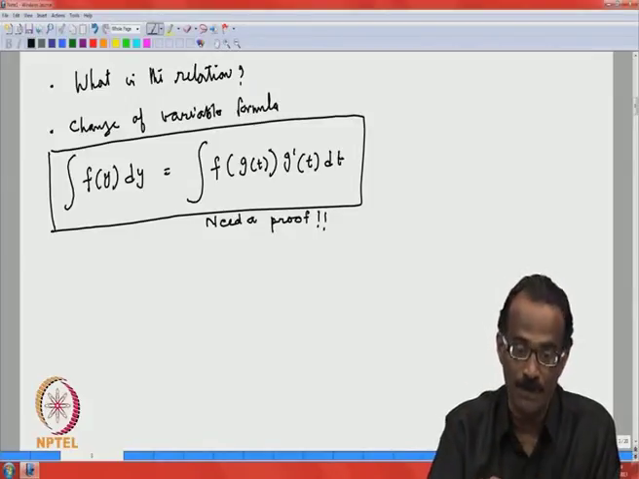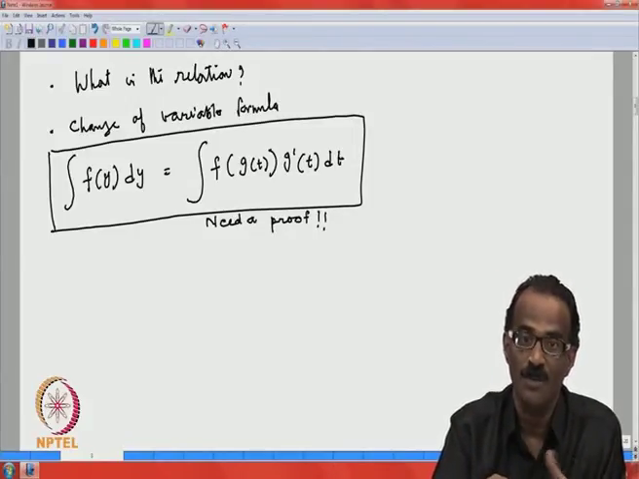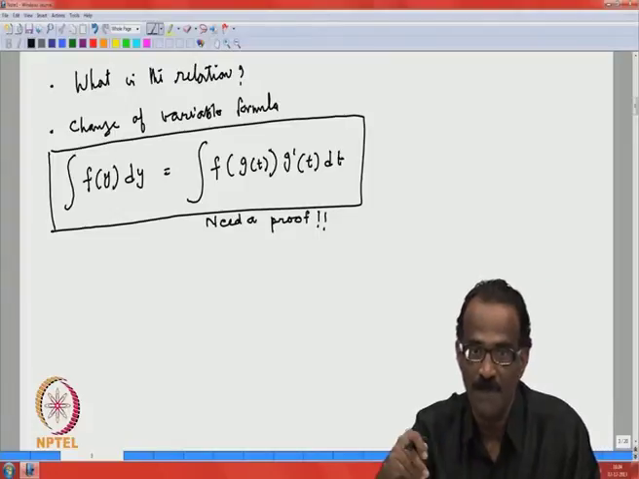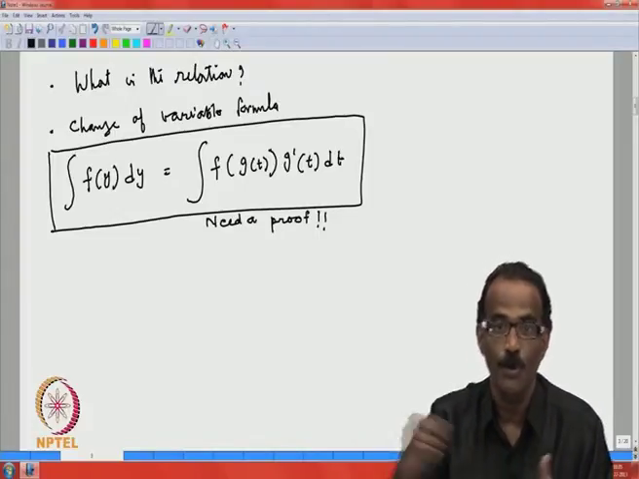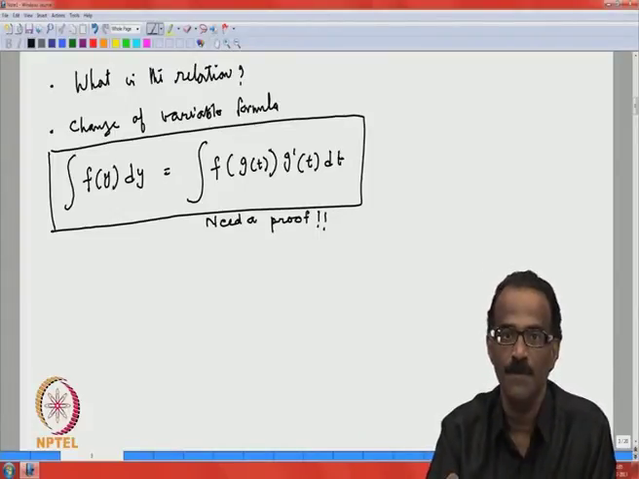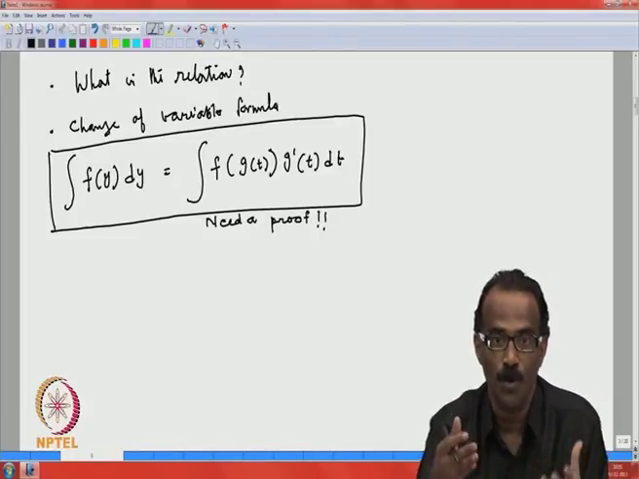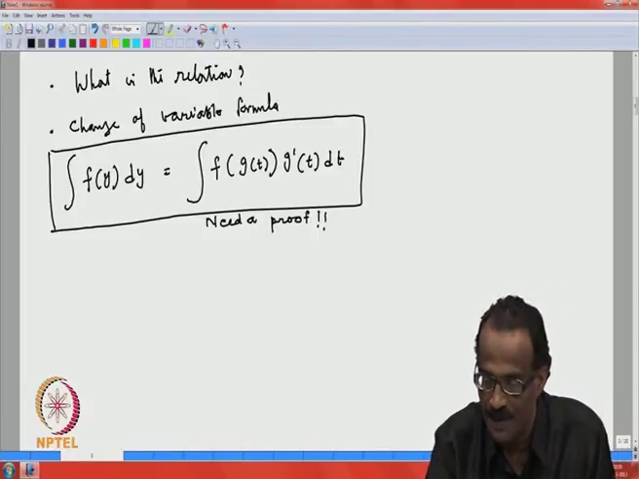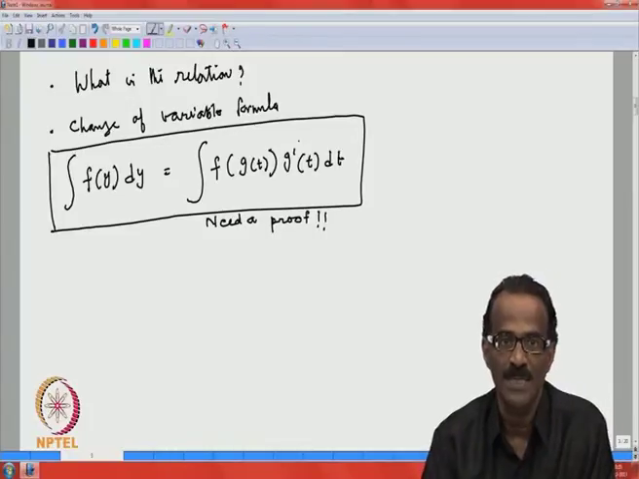This is also important when you have a multi-variable function. Suppose it is a function of different variables y1 etc. yn, how do you change it? Then the change of variable formula is much more complicated. You will have certain Jacobians etc. there.